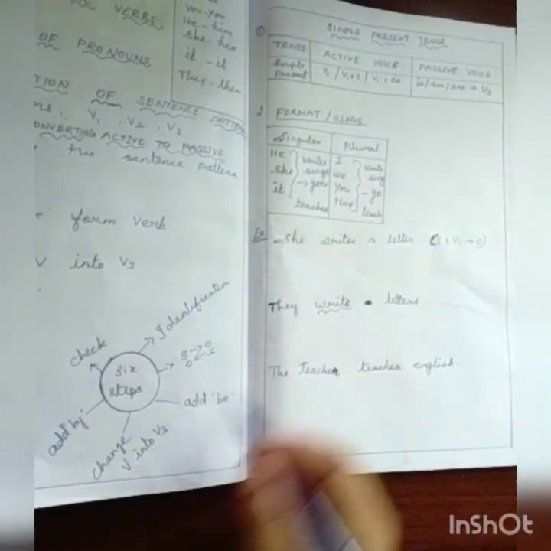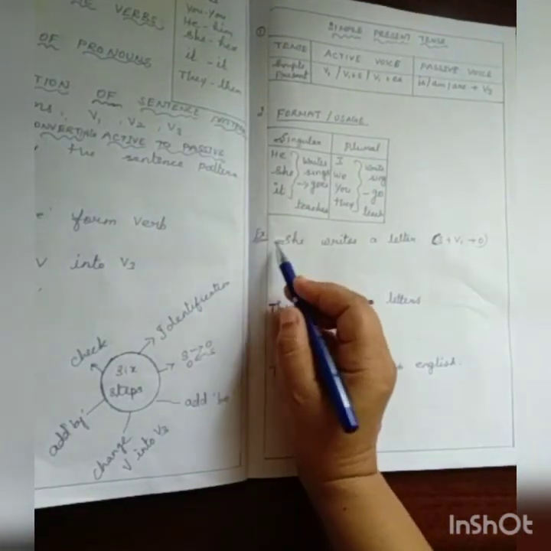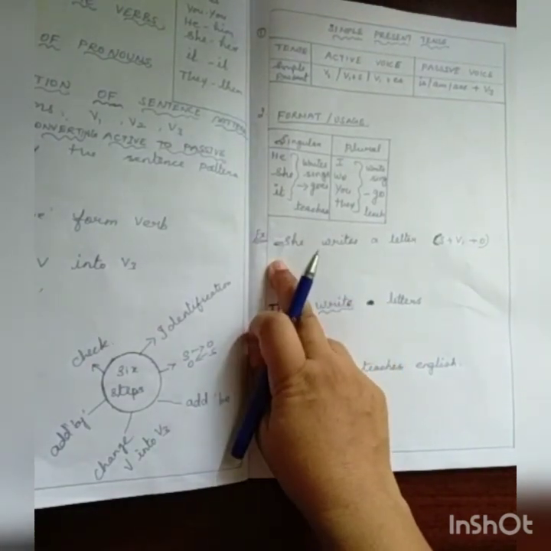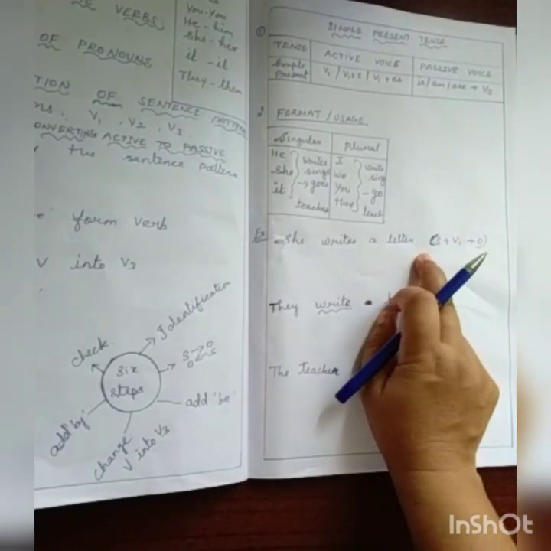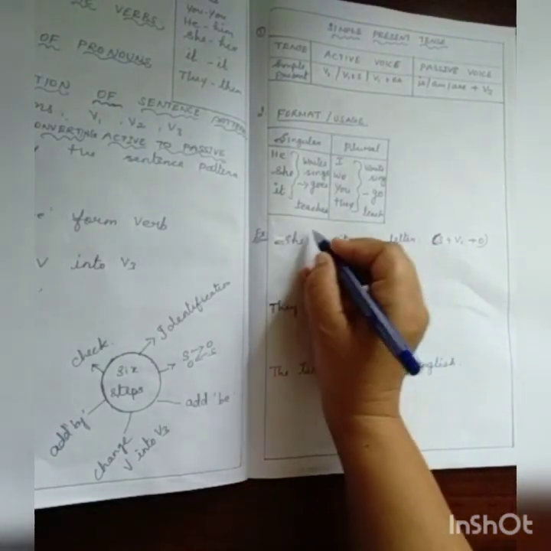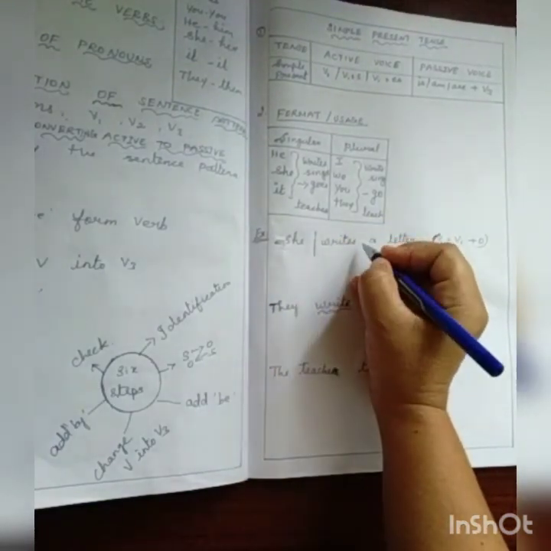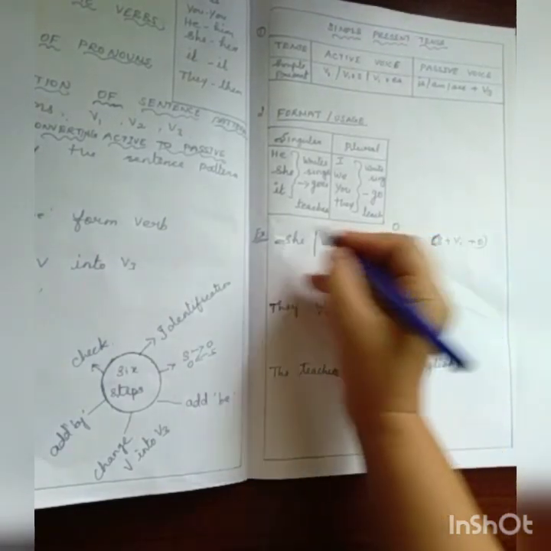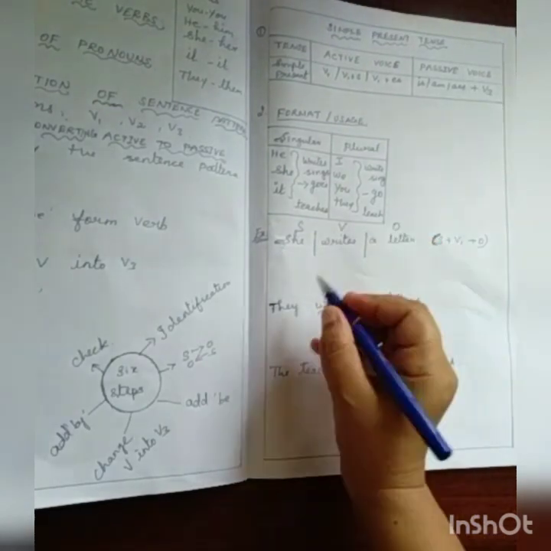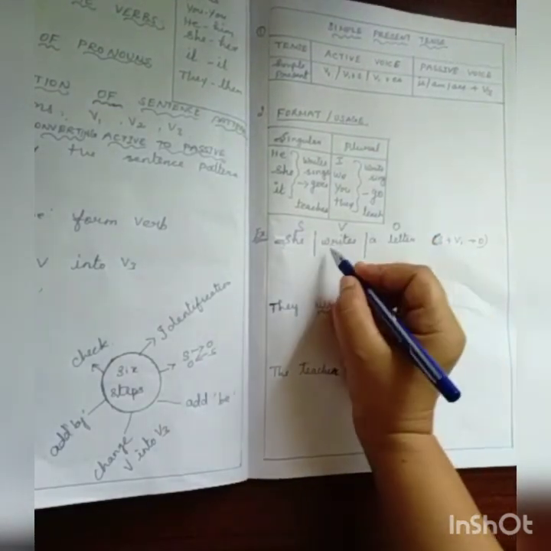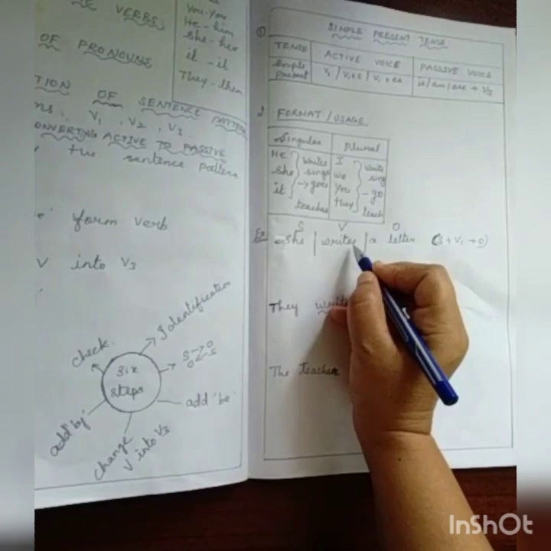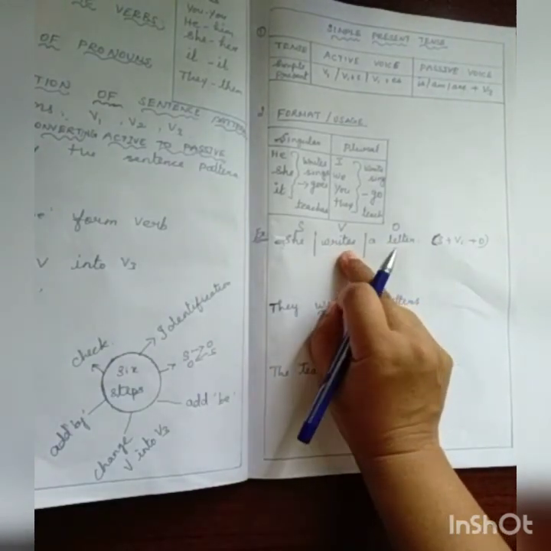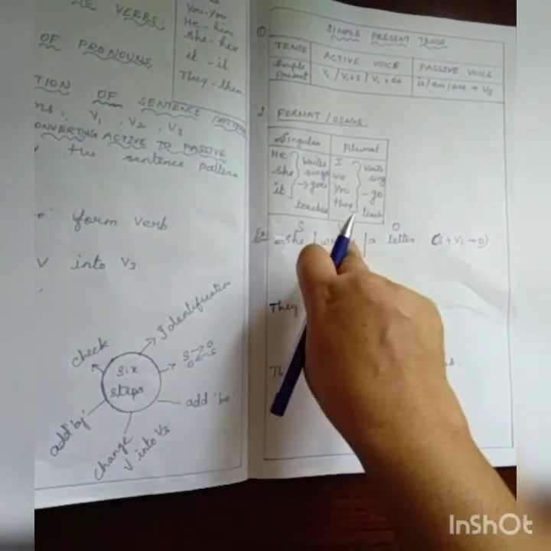Okay, let's apply the rule and do this exercise. So this is: She writes a letter. This is the subject, this is the verb, and a letter is the object, that you know very well. Now the verb write: v1 writes, v2 wrote, v3 written.